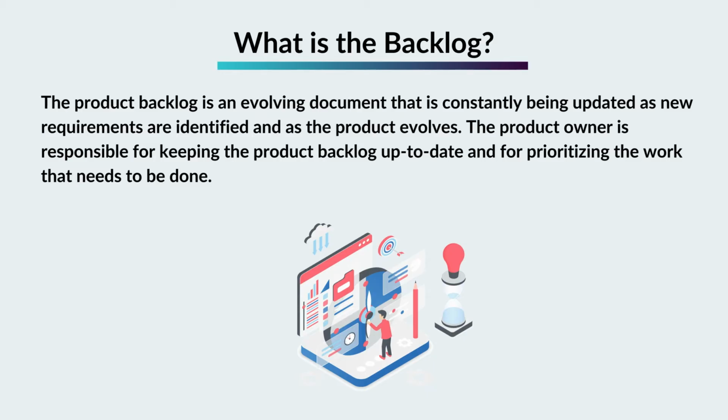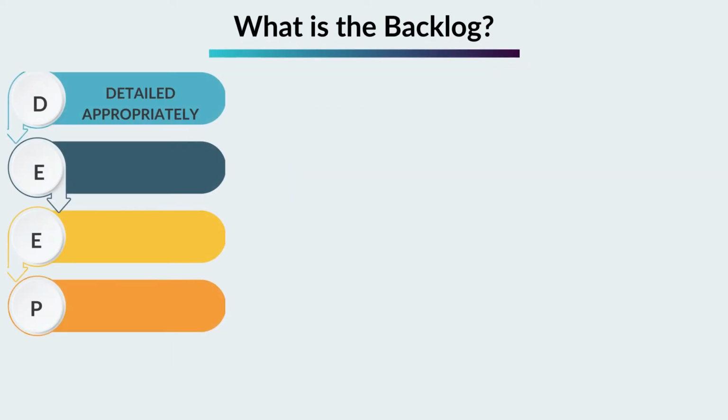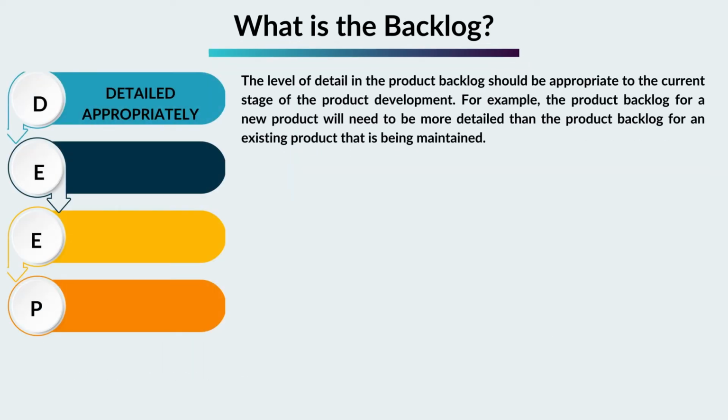The characteristics of a product backlog include, as captured by Mike Cohn and Roman Pichler, the acronym DEEP. Detailed appropriately: the level of detail in the product backlog should be appropriate to the current stage of the product development. For example, the product backlog for a new product will need to be more detailed than the product backlog for an existing product that is being maintained.